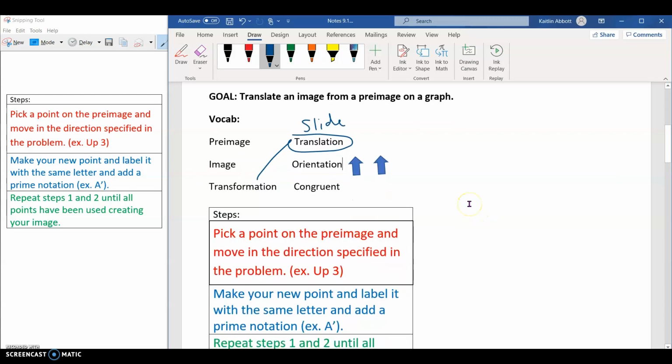Okay, so those are our vocab words today. So we're going to be translating, aka making a sliding, an image from a pre-image on a graph.